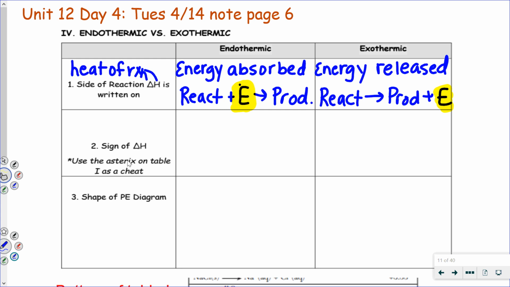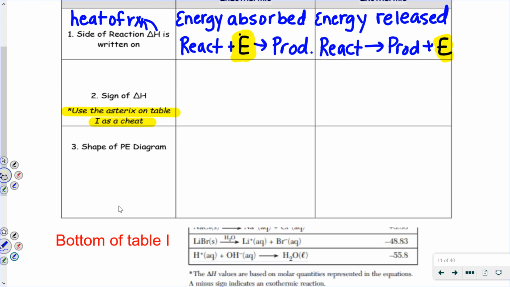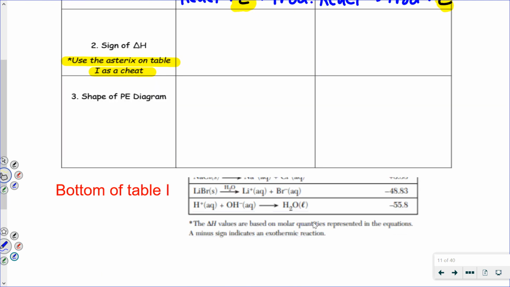The next thing we need to look at is the sign of delta H. And when I say sign, I mean, is it positive or negative? Now, in a reaction, we don't have minus signs. So you're not going to be able to look at a reaction and tell if the delta H is positive or negative. And when we get to table I more in depth, we'll talk about this as well. But I would like you to note that there is an asterisk on the bottom of table I that you can use kind of as a cheat. So if everyone can take their reference table out to table I, I took a picture of the bottom of table I, and here's that asterisk. This is going to be kind of a shortcut for you.